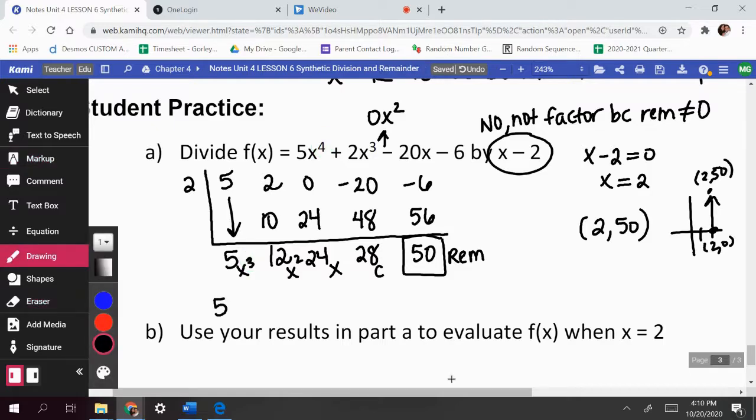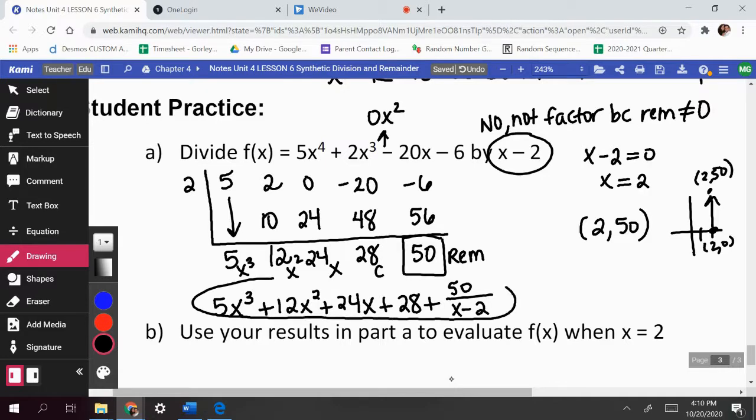So I'm going to write 5x cubed plus 12x squared plus 24x plus 28 plus 50 over, and what was my divisor? My divisor, or what I was dividing by, was x minus 2. Okay, that's what I get from the division process.